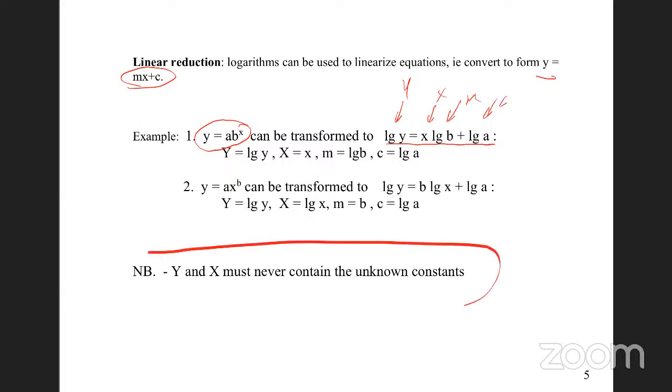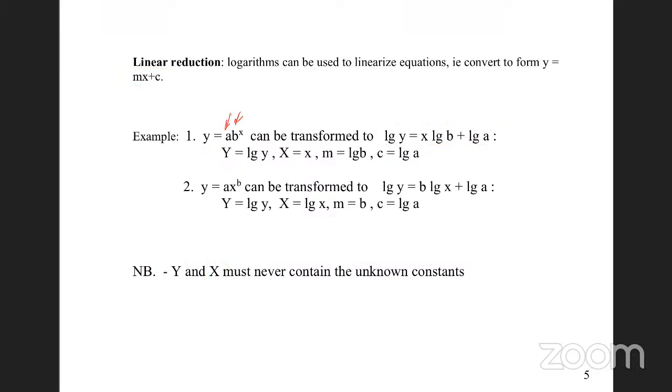This here is real important, yeah? Your capital Y and your X must never have unknowns. So your unknowns here are A and B. So Y must never have A and B in it. X must never have A and B in it. And the converse is true. The gradient must never have Y and X. Y-intercept must never have Y and X. Okay? So we're going to do a few examples in each.